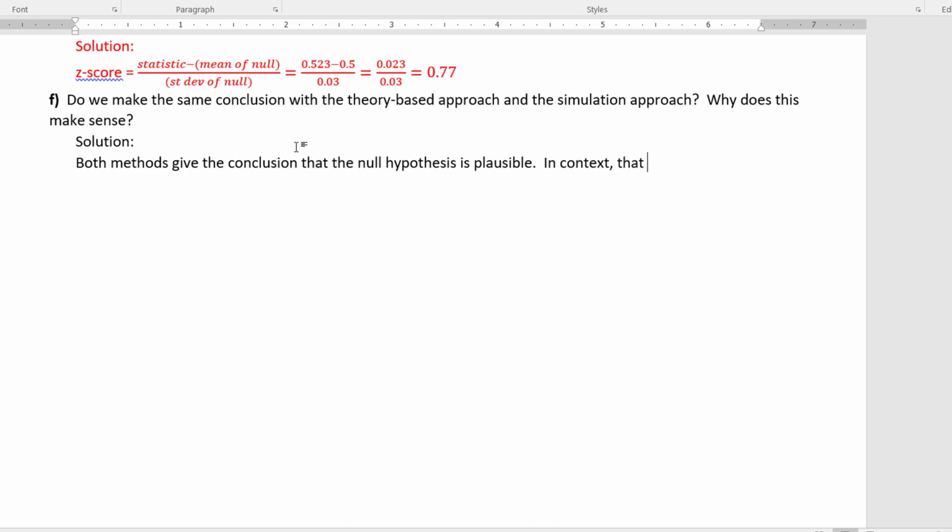In context, that means that it's plausible that the kids are just picking randomly between candy and toy in the long run. The reason that the simulation approach and the theory-based approach came to the same conclusion in the end is that we met the validity conditions. And when you meet the validity conditions, your theory-based approach and your simulation approach should come to the same conclusion.